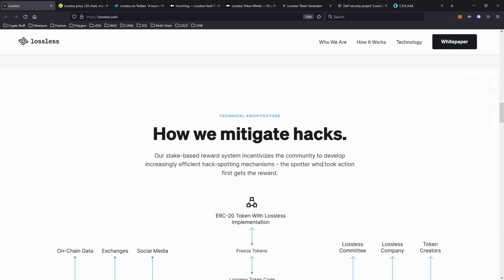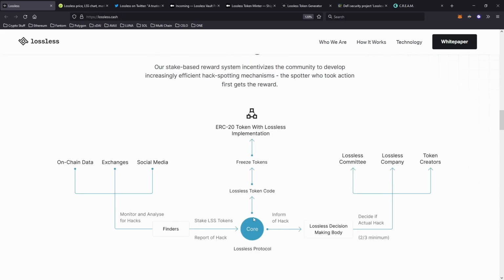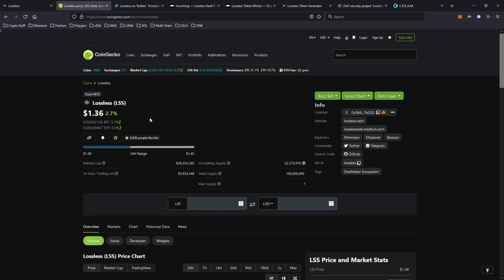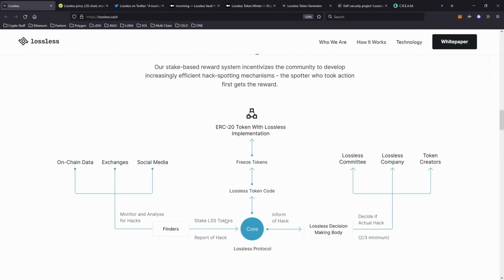Hooray! A nice diagram provided down here shows that once a token contract creator adds the Lossless code into their contract, they have more control over loss prevention features. Finders down here, which could be bots or real humans, stake the LSS token, which at the moment is about $1.36. They stake the LSS token and report the hack, and then the decision-making body decides whether it's a hack or not. If it is, the funds get returned, and most likely the reporter of the hack gets a reward, and everyone's happy, except of course the hackers.